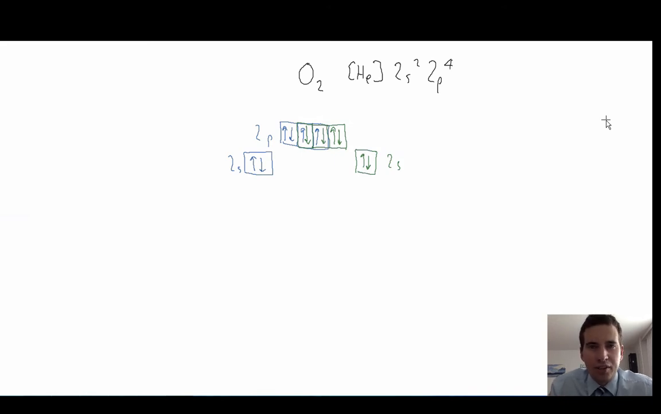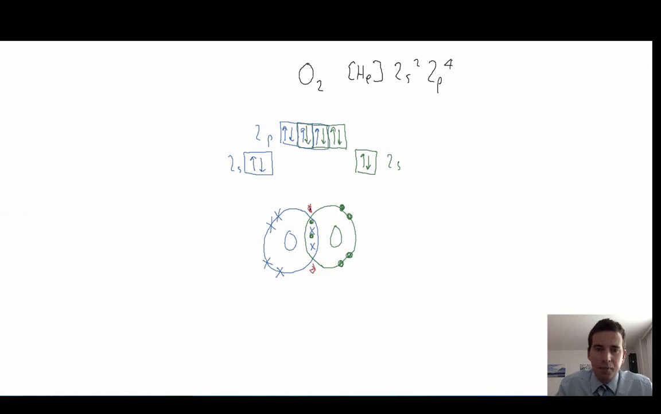So again, let's just represent this as a dot and cross diagram. So it would look like this. You can see that here in the middle, we have an overlap containing 4 electrons, which is the 2 covalent bonds. Then the left-hand side oxygen has 2 lone pairs, which is represented here and here. And the right-hand side oxygen also has 2 lone pairs, represented here and here. So this is how we would show a double covalent bond. And if you're doing it with the lines, it would just be 2 straight lines.